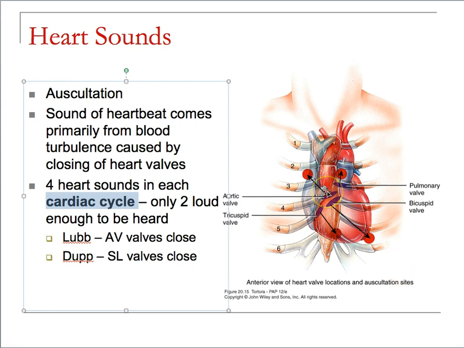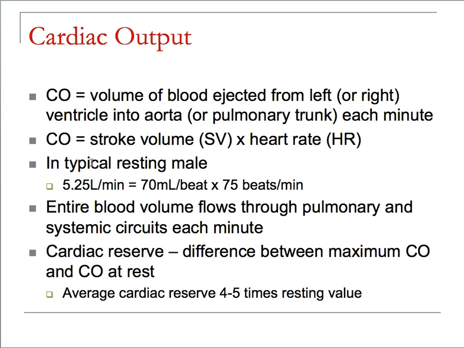They are the representations of each of the valves. The lub is the closing of the AV valves, and the dub is the closing of the semilunar valves. If you ever get the chance to practice listening, AV valves are atrioventricular valves, and the SL valves are the semilunar valves. So the lub is the closing of the valves as blood moves into the ventricles, and the dub is the closing of the valves as blood exits the ventricles. Okay? And where's it going? Well, it's going into the body, or it's going into the lungs. From the left ventricle, it's going to go into the body.